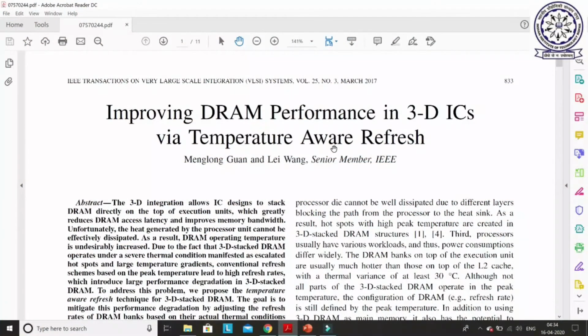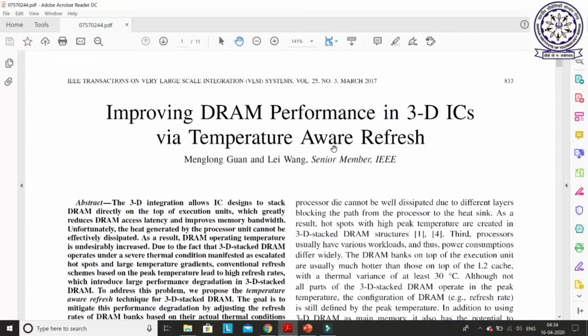Hello everyone, welcome to lecture number 23 of CS 531 Memory Systems and Architecture. So today we'll discuss a paper called Improving DRAM Performance in 3D ICs via Temperature Aware Refresh.